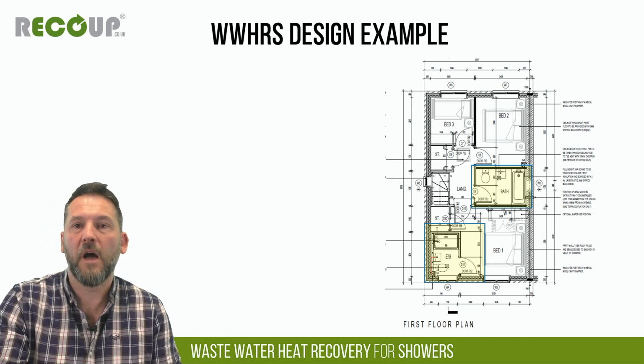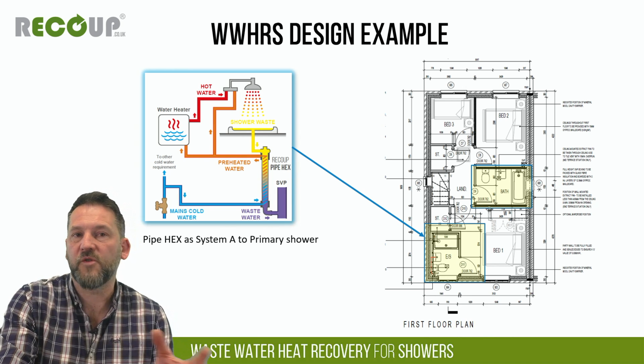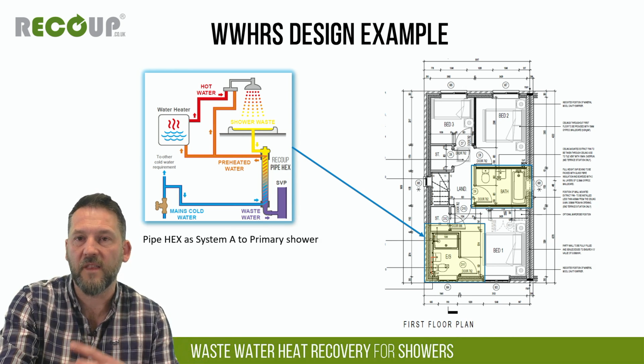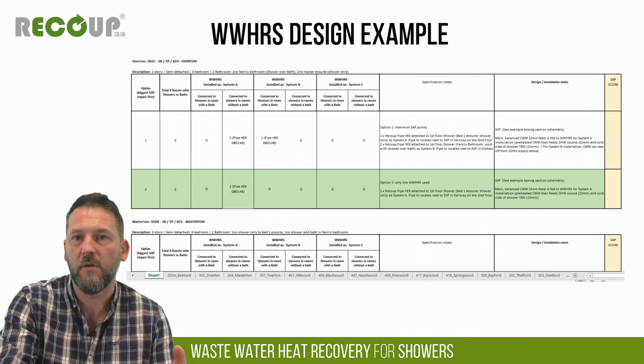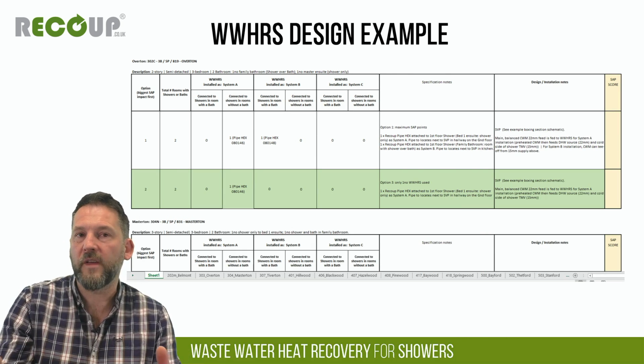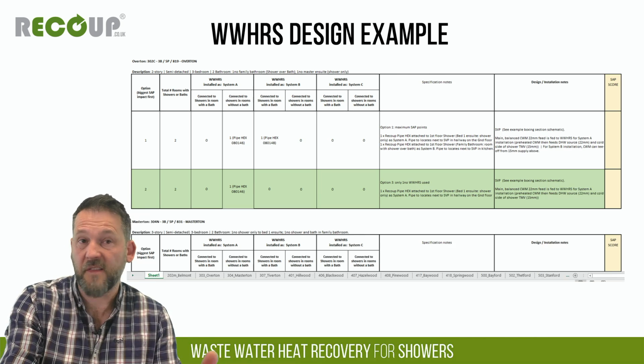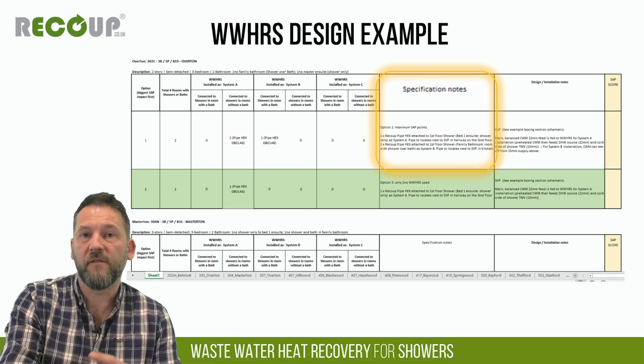So if we look at this, the option here, as I said, is going to be a vertical pipe installed as System A to the master ensuite. That gives essentially full coverage from a wastewater heat recovery point of view. If you send drawings to us, we'll normally come back with a tabulated list of options. In this case, not too many options, but for bigger homes there can be.